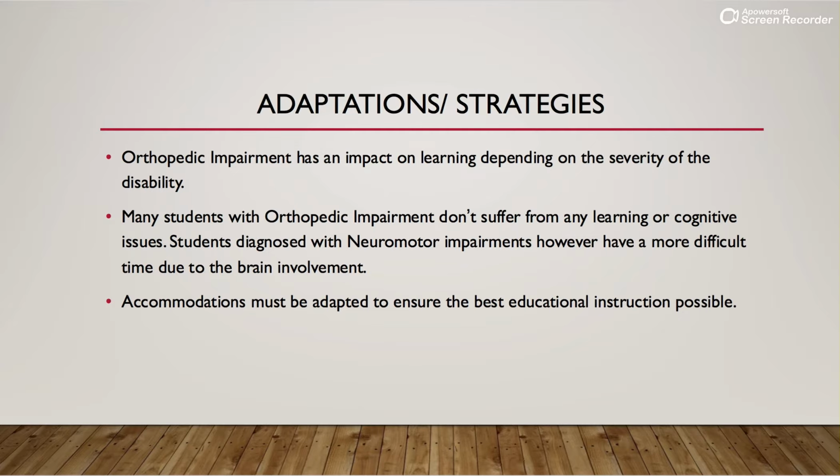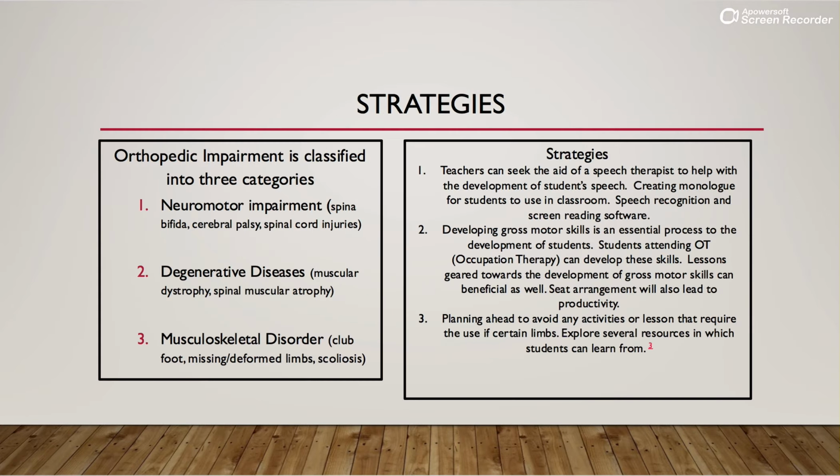Now, as far as my adaptations and strategies, orthopedic impairment has an impact on learning depending on the severity of the disability. Many students with orthopedic impairments don't suffer from any learning or cognitive issues. Students diagnosed with neuromotor impairments, however, have a more difficult time due to brain involvement. Accommodations must be adapted to ensure the best educational instruction possible.